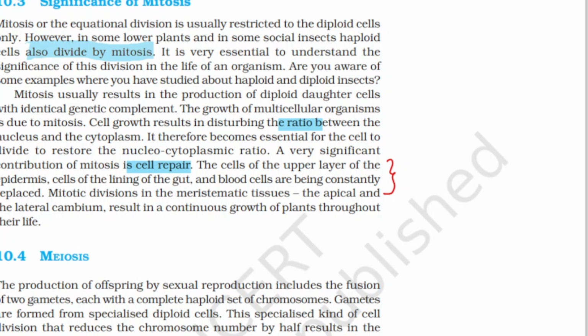Mitotic divisions in the meristematic tissues, that is apical and lateral cambium. This meristematic tissue we will discuss separately in another chapter. Now remember, mitotic divisions in the meristematic tissues, the apical and lateral cambium, result in a continuous growth of plants throughout their life. What are the meristematic tissues? They are the apical and the lateral cambium. Here the growth is continuous and throughout their lifetime.